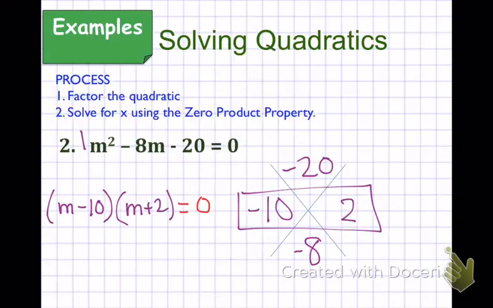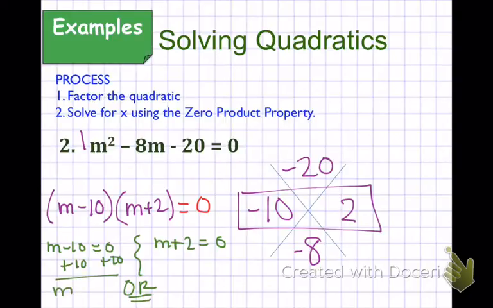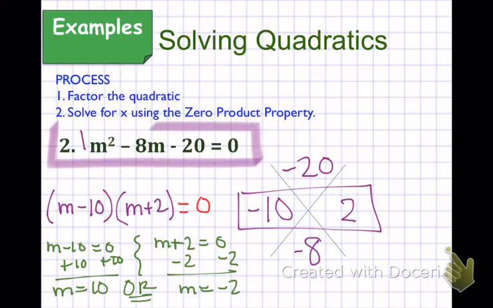This is an equation now, so we're going to go ahead and solve it. So I'm going to go ahead and solve each one. Either the first piece, m minus 10, is equal to 0, or the other option is m plus 2 is equal to 0. It's one or the other, so I'm going to get two answers. So if I add 10 to both sides, I get 10 as one answer. Subtract 2 from both sides. My other answer is m is equal to negative 2. So again, I got two solutions that will make this equation equal to 0. Let's go ahead and move on to the next one.